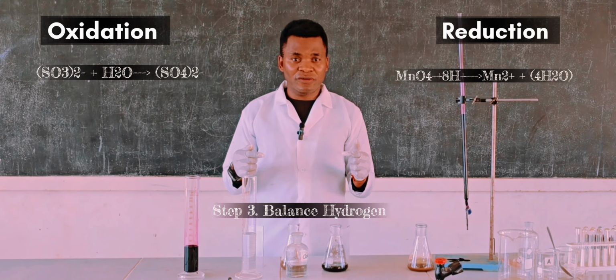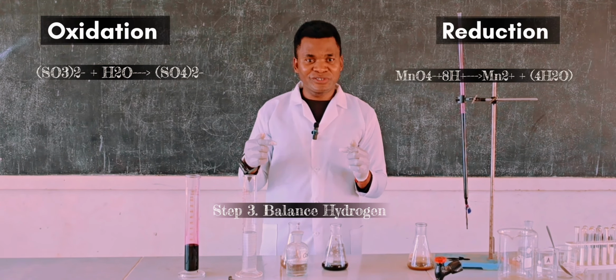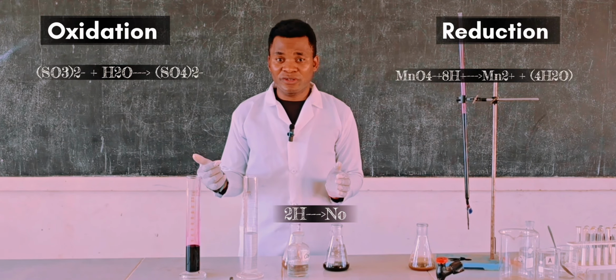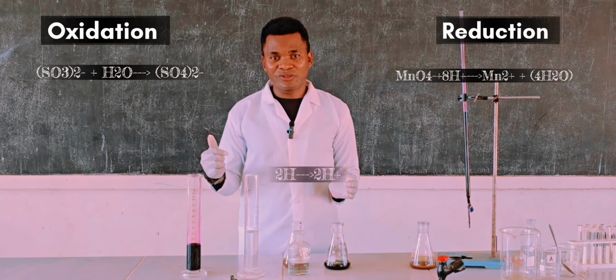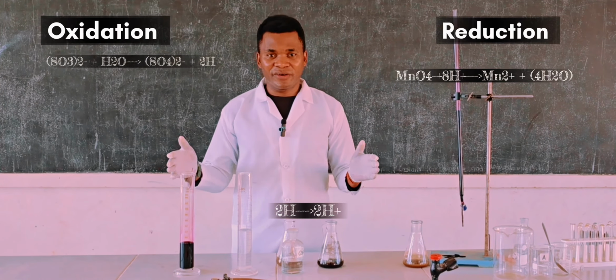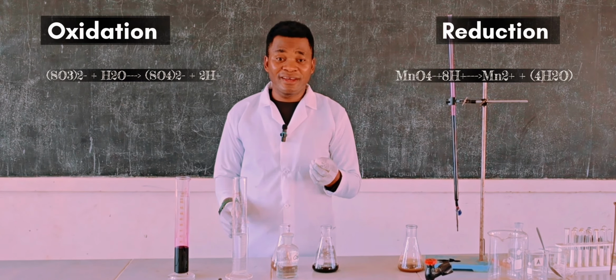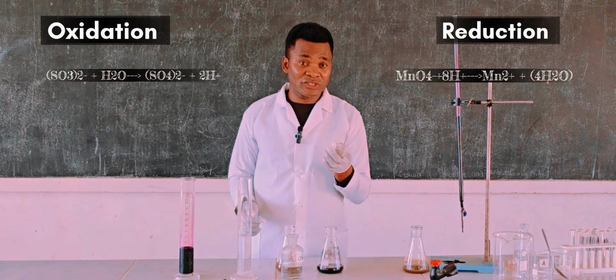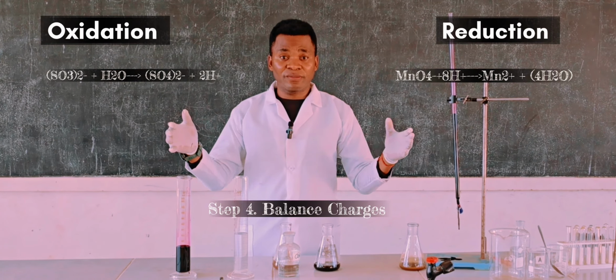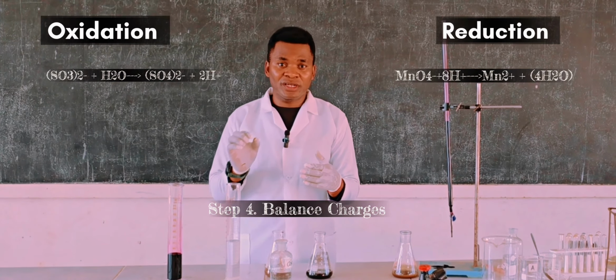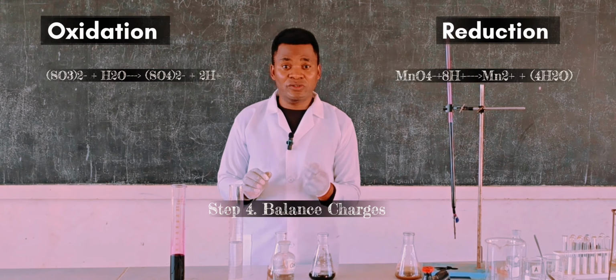If I go to the oxidation equation, now I can see I have 2 hydrogen ions on the left side, but there I don't have any hydrogen. This means I'm supposed to add 2 hydrogen ions to this side also. Now it has been balanced well. After balancing atoms, oxygen, and hydrogen, the next step is to balance charges. You add up all charges on both sides. Then to the more positive side, you add the appropriate number of electrons to make it balanced.